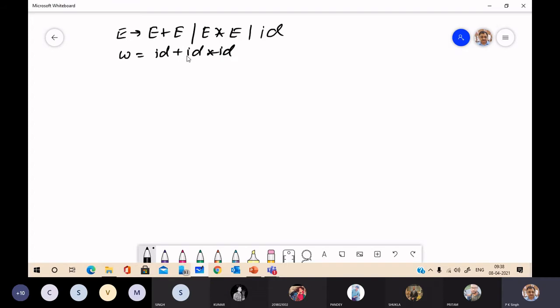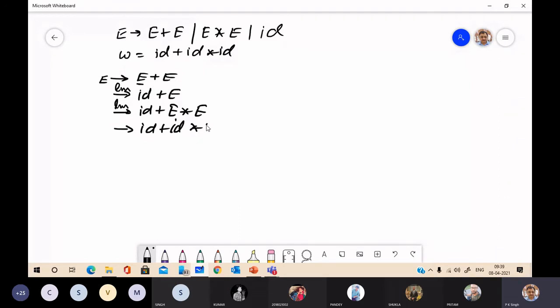These are 5 tokens; each id is an identifier. So we start from the start symbol E. E goes to E plus E. Taking the leftmost non-terminal, the right side is E, then id plus E into E, then id plus id into E, and then id plus id into id.